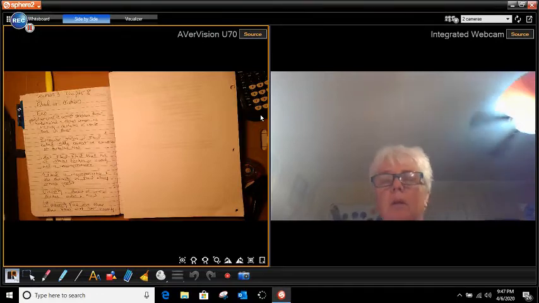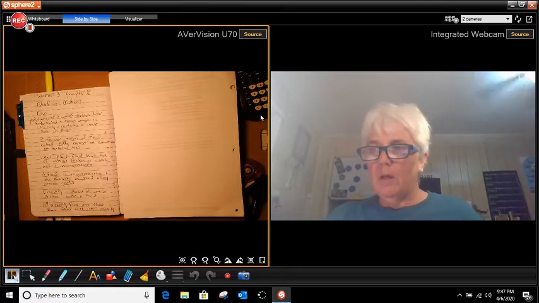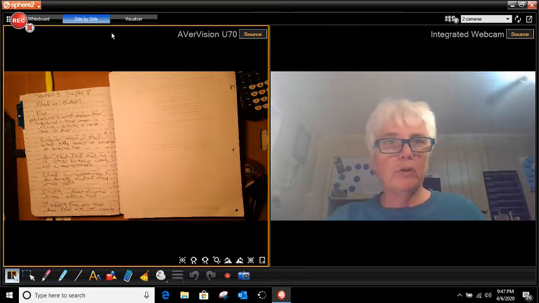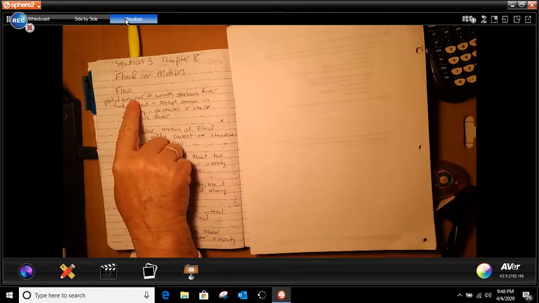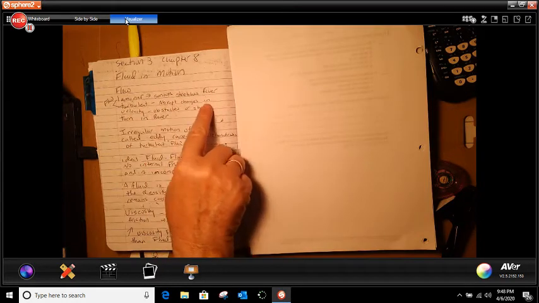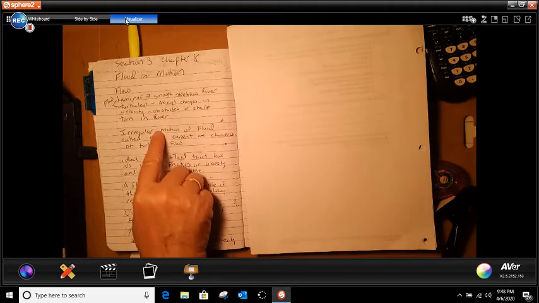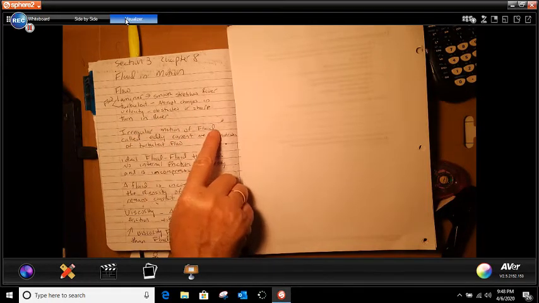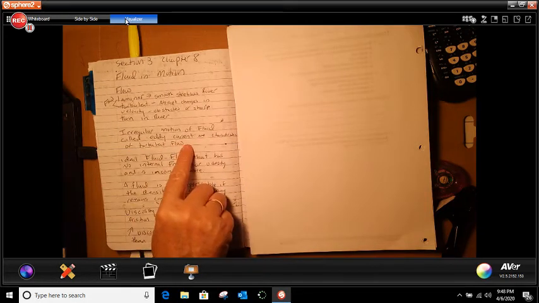Hey everybody. Okay, so we're going to be on the last section of chapter 8, and that is fluid in motion. So I'm going to show you my notes talking about the flow of water. It comes in two types: laminar, which is smooth stretches of the river, or turbulent, which is abrupt changes in the velocity, obstructions or sharp turns in the river. You have irregular motion of fluid called eddy currents that are characterized as turbulent flows.